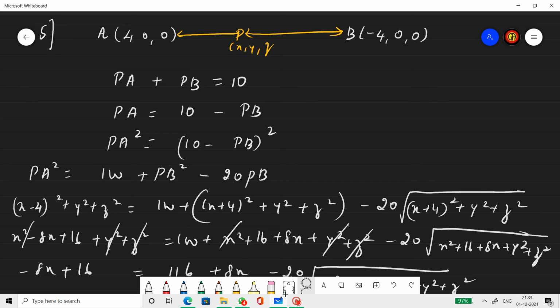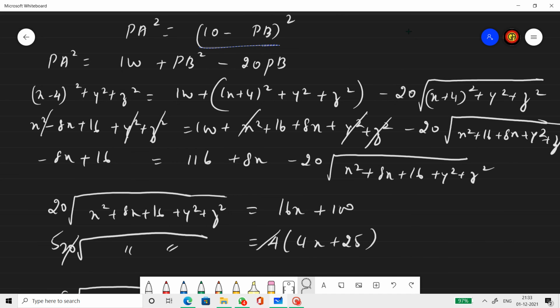Take one of the terms to the other side, either PA or PB. Then square on both sides. So you come to this step. Squaring on both sides, one side will be PA square, another side will be (10 minus PB) the whole square. Don't make the mistake of writing it as 10 square minus PB square. So when you square on both sides, you get a whole square there. So keep that in mind.